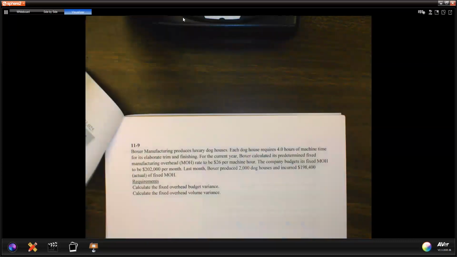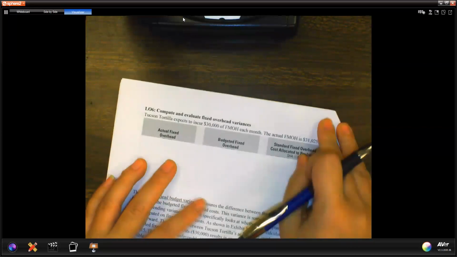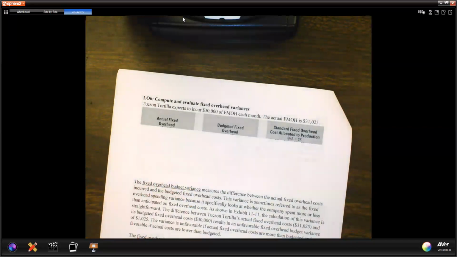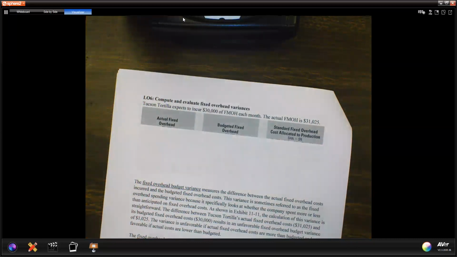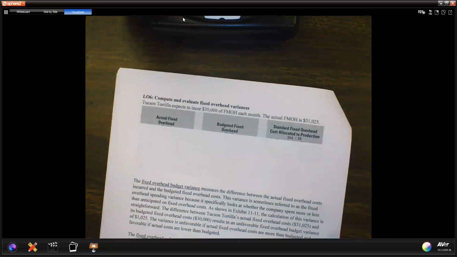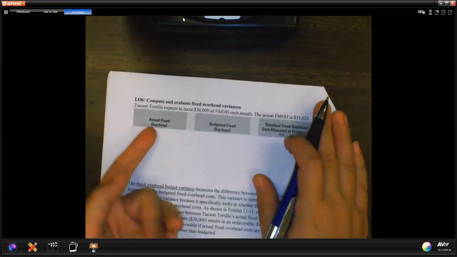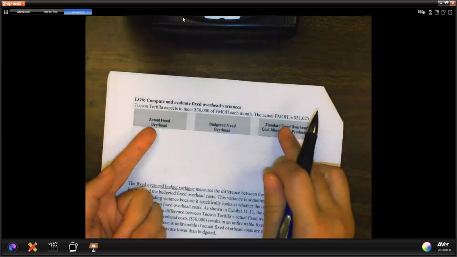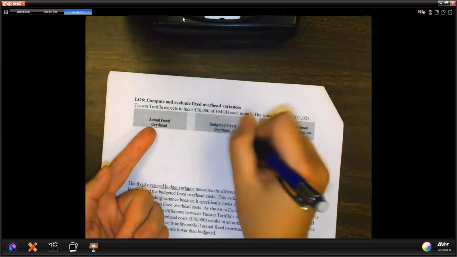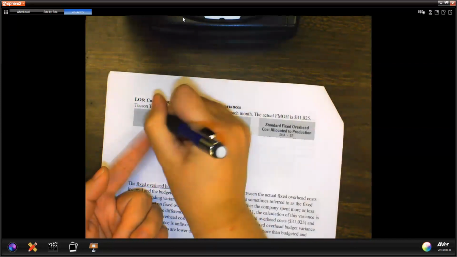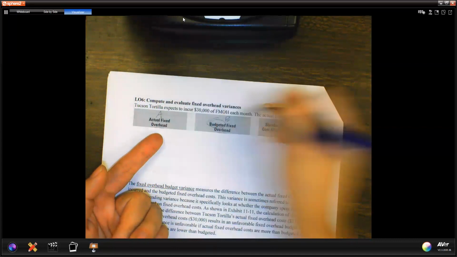Okay, so the last thing is about our fixed manufacturing overhead. It's a little bit different because it's fixed, so we cannot really do that. But I think in the classroom, we found out your left side is still actual, your right side is still the standard, but in the middle, it became the budget.